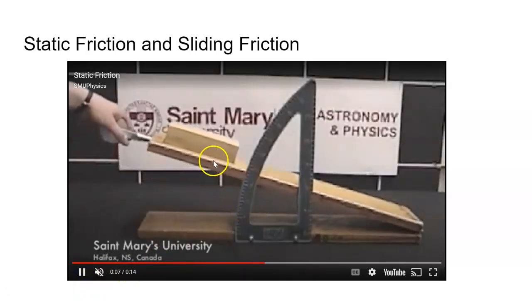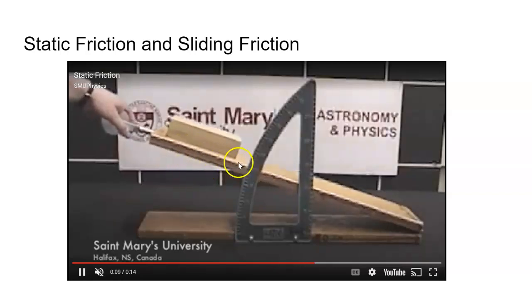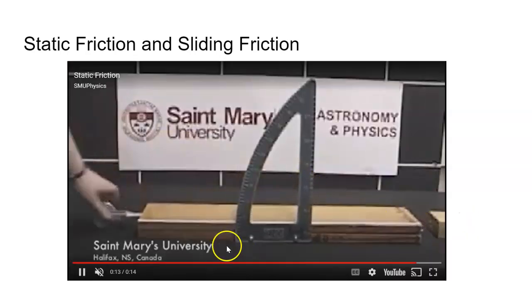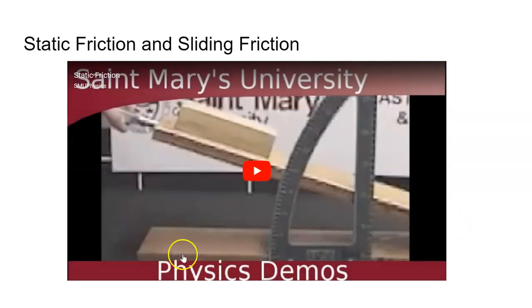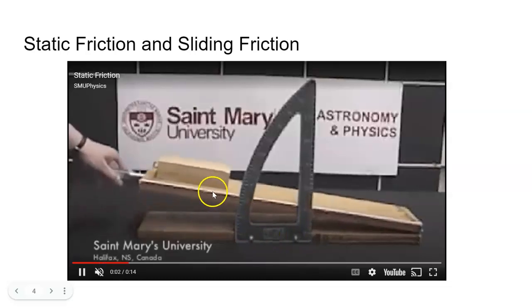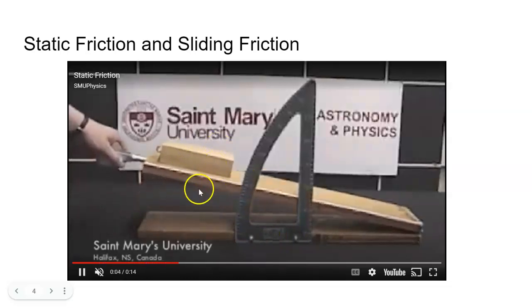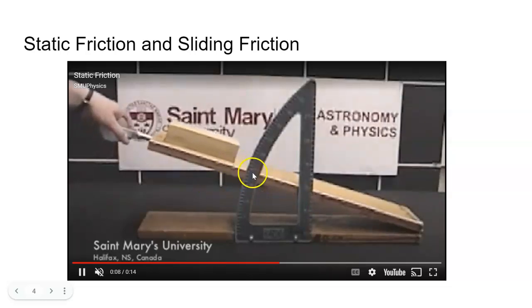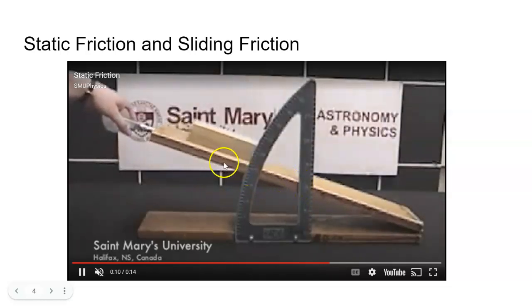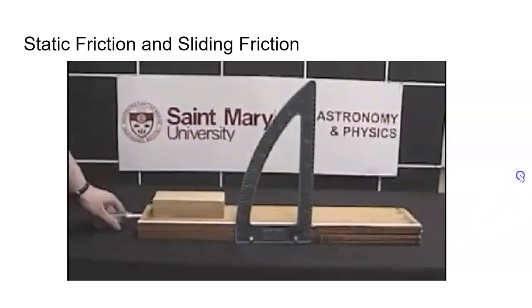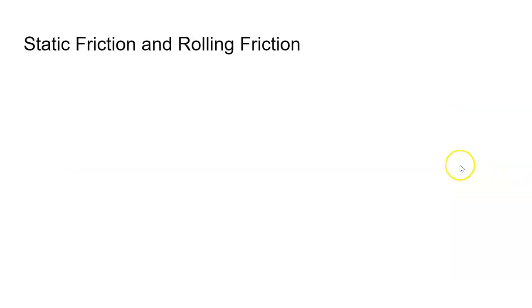And once we overcome static friction, boom, sliding friction is now what the block begins to encounter. As we see that one more time, static friction holds it in place, but once that strong friction force has been overcome, now there's just this force of friction that's slowing the block down as it moves down the board.